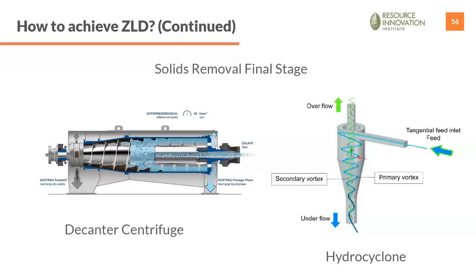A decanter centrifuge or hydrocyclone, which I mentioned, they're both on the screen, typically separates up to 99.9% of the water from solids. The remaining water is just recycled again as distilled water and put back into the recycle loop where the MVR can use it again. The solids just need to be disposed of as solid waste, typically in a landfill. Most landfills in America accept this type of solid waste. Next slide, please.